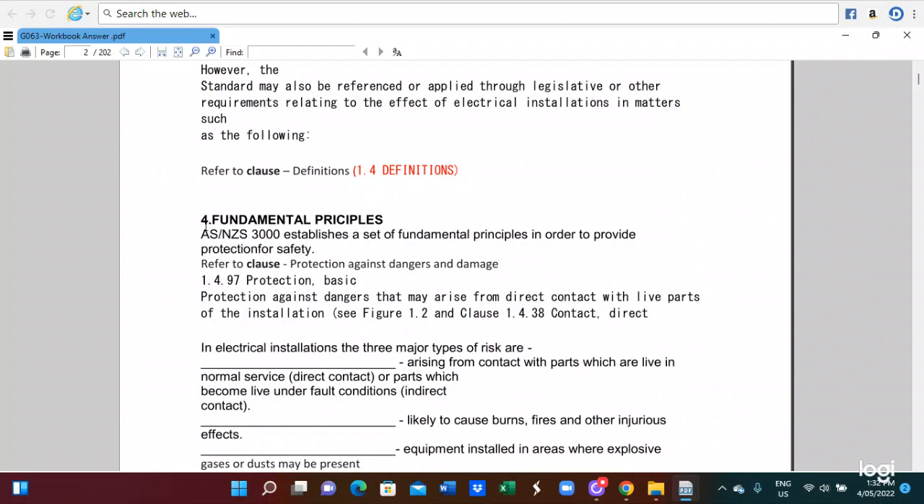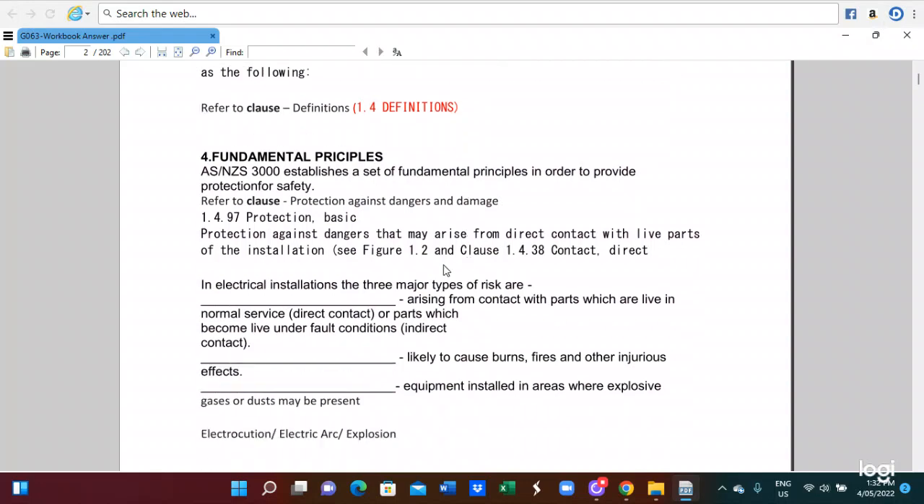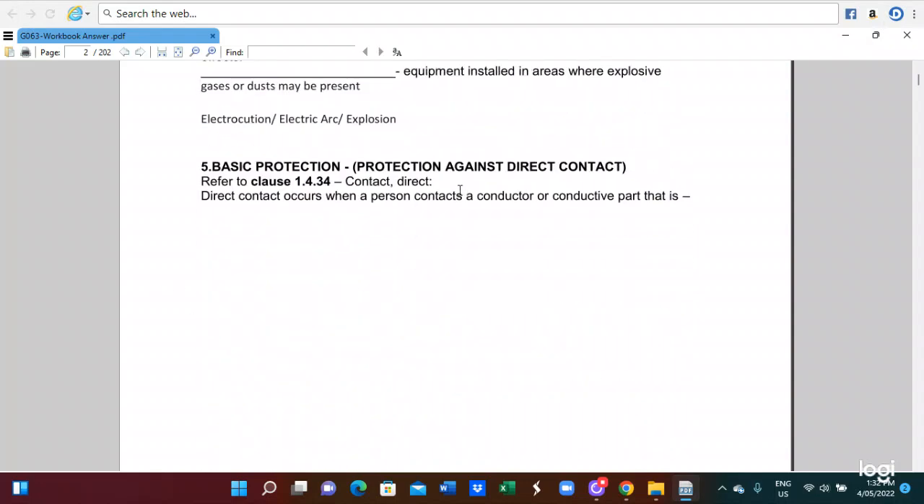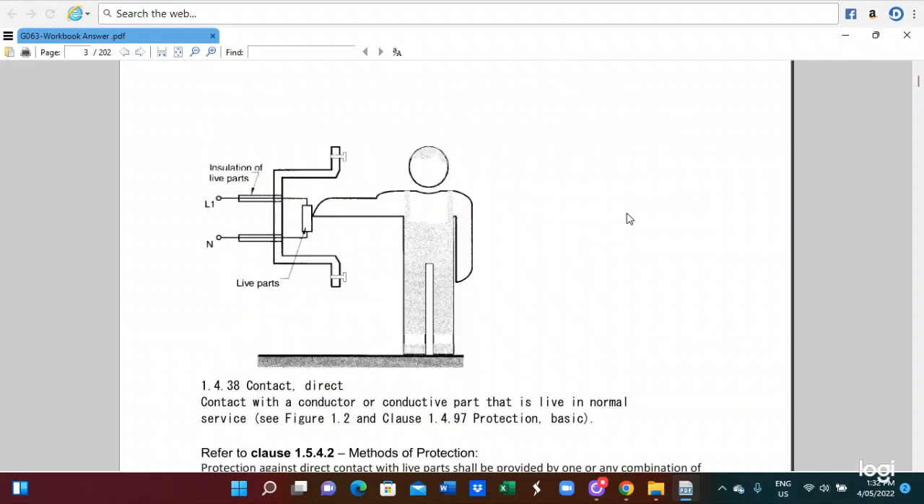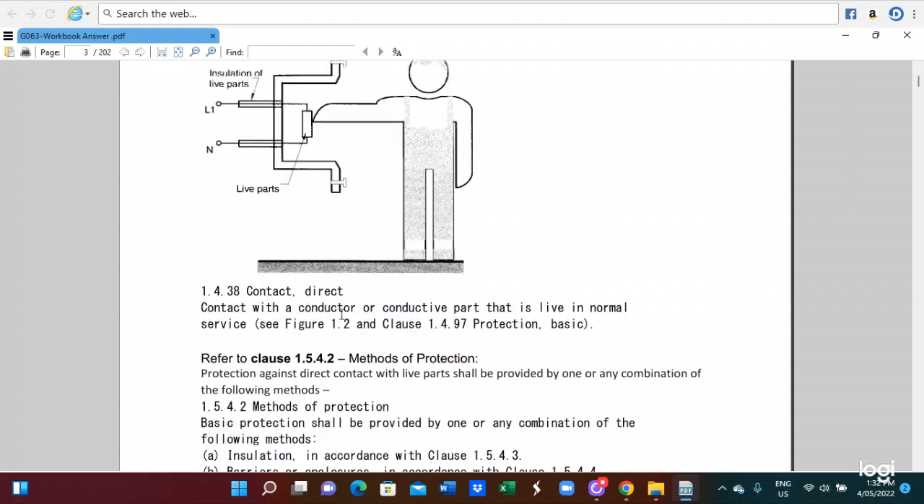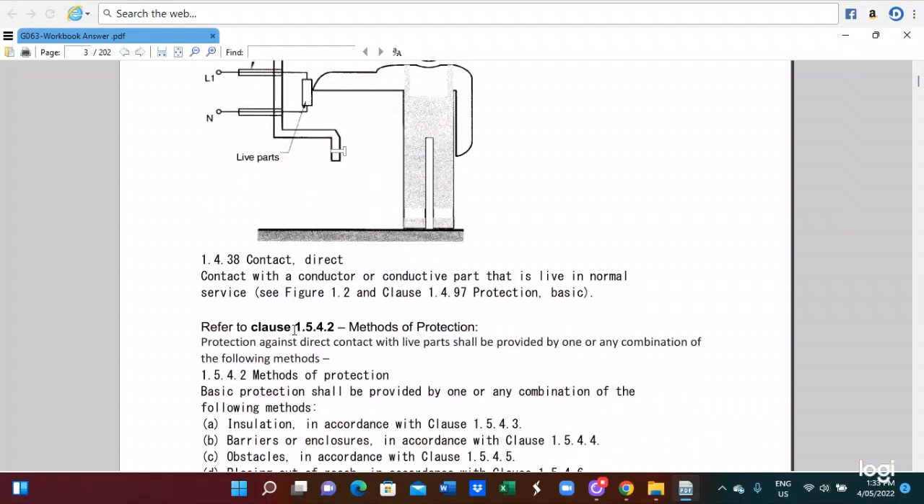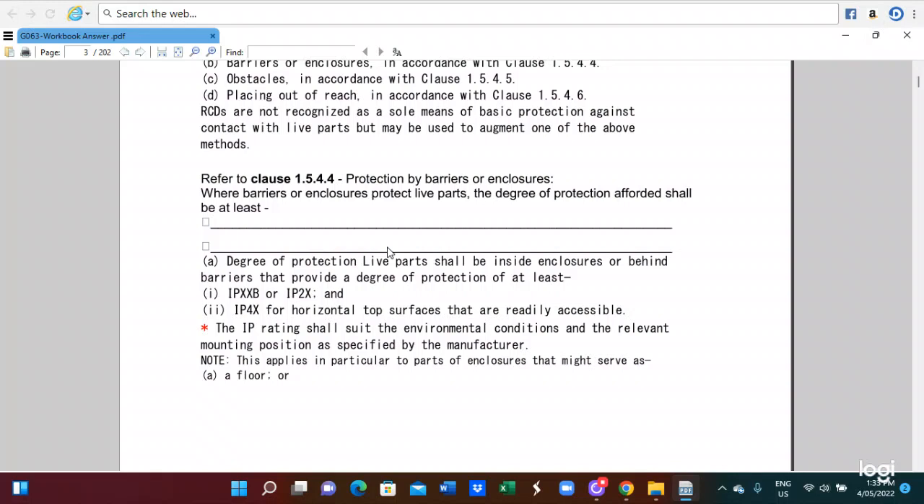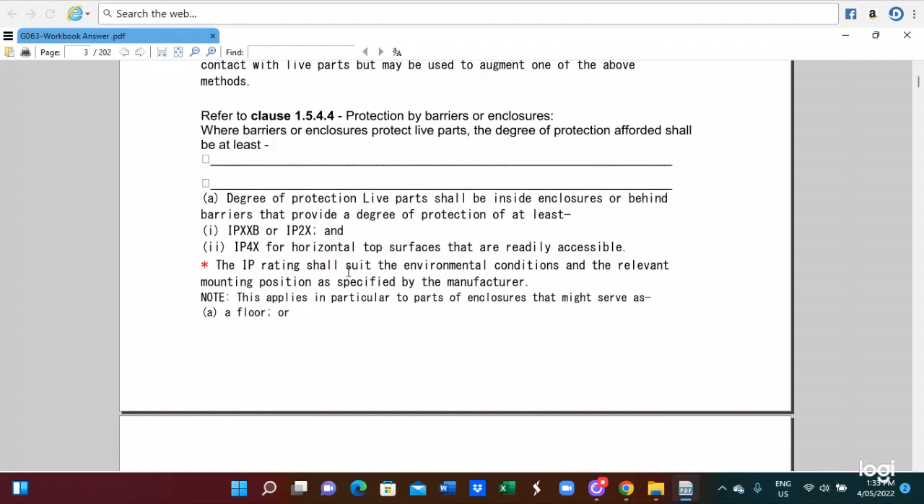Fundamental principles. This is the question, and this is the answer. Basic protection against direct contact. Here is a direct contact and indirect contact diagram. This is direct contact. Methods of protection are also provided by clause 1.5.4.2. This is the method of protection. Here you also read about IP protection, the IP rating.